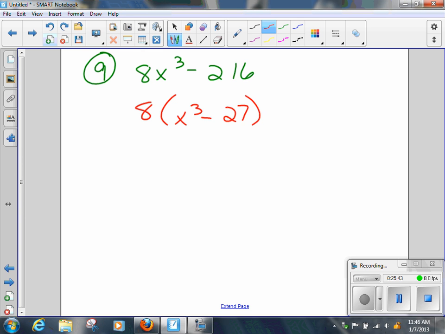And then what do we have right here, y'all? What is that? Difference of whose? Cubes, thank you. Bring down your 8. Remember, on difference or sum of cubes, you've got to know that it's a binomial times a trinomial. What is the cube root of x cubed? X. What is the cube root of 27?